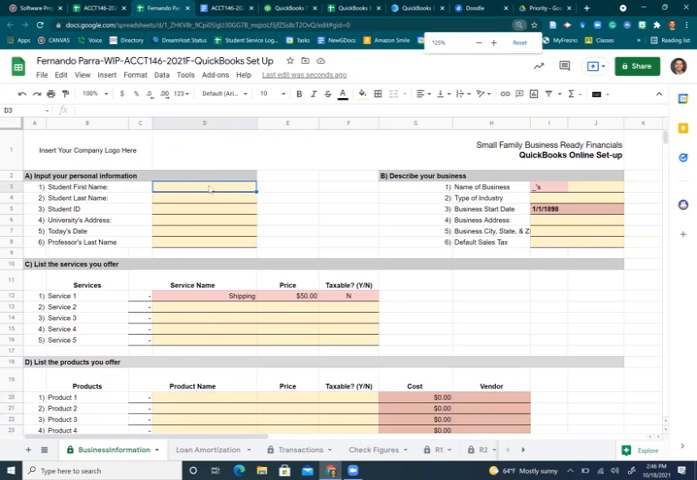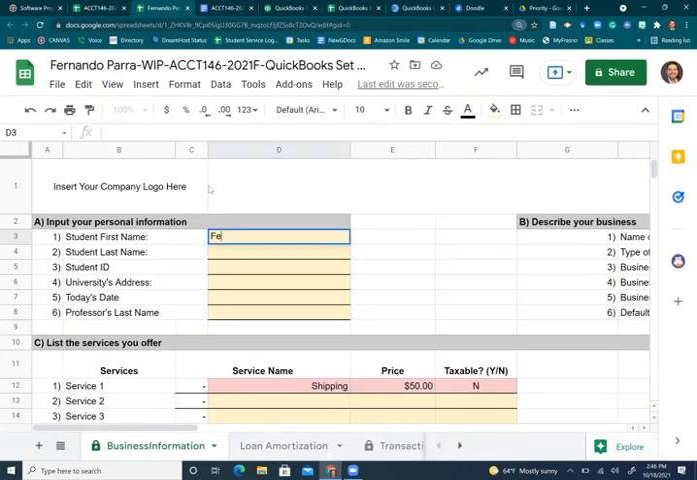I'm going to start with section A and put your personal information. That's Fernando Plata. I'm going to call myself something different. Is it Fernie? And then I say Ray, my second last name. Student ID, 1, 2, 3, 4, 5, 6. Student university address. That's your university's address. That is 5245 Norbacker Street, Norbacker Drive.